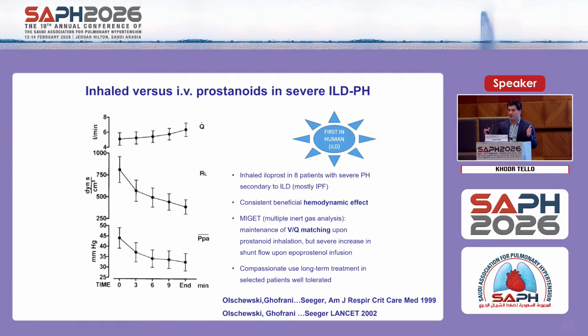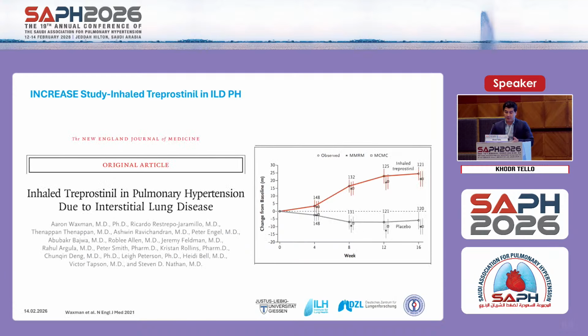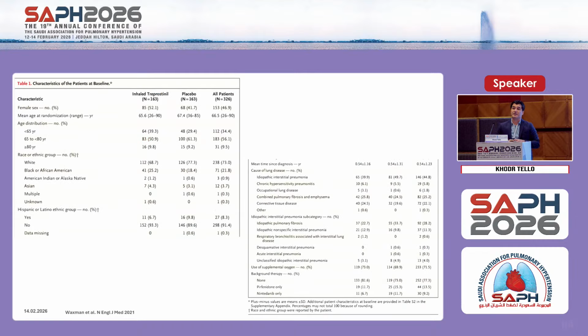And they were right. So VQ matching was maintained, whereas when epoprostenol was infused, there was a high shunt flow in those patients. So it seems that inhalation might be the right way to treat the patients in ILD-PH. So this was shown. Inhaled treprostinil was administered. It met the primary endpoint with the 6-minute walk.